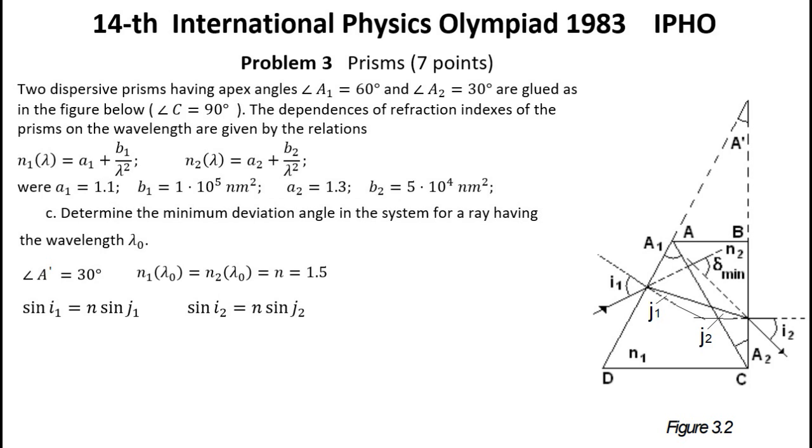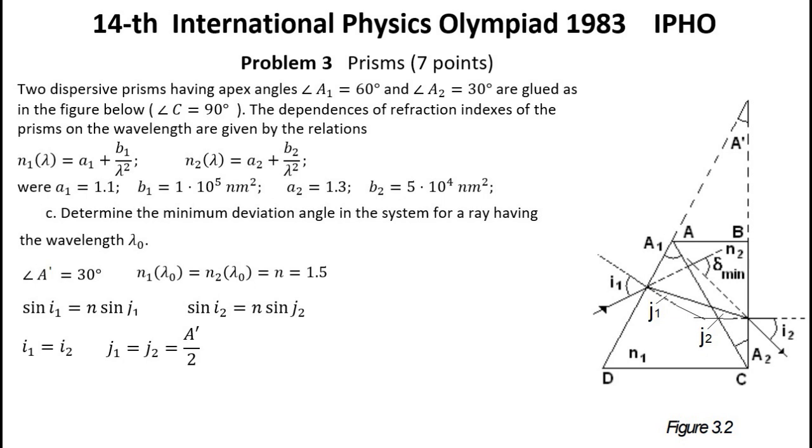Then, from Snell's law of refraction of rays, we have the following two relationships. In general, the angles I and the angles J are not equal to each other. But in this case, when the angle I1 changes in one direction, the total angle of deflection will decrease, and in the other direction, it will increase. That is, at different angles the minimum is not observed. It can only occur if I1 is equal to I2, and J1 is equal to J2.